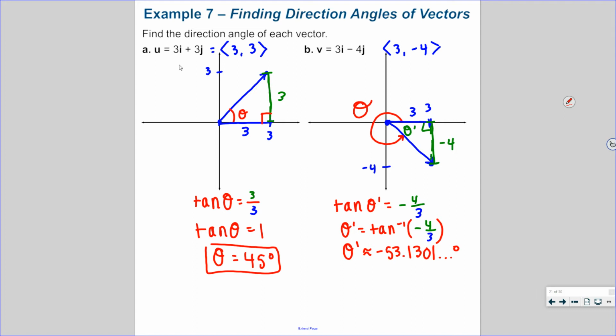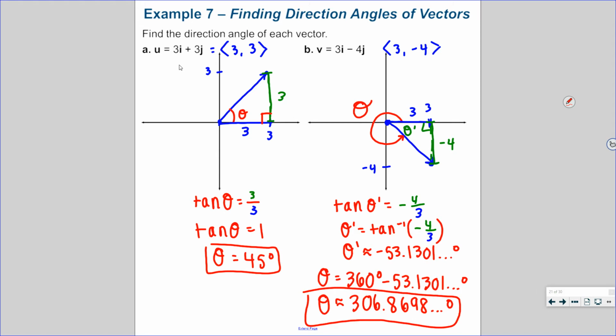Makes sense? But obviously, however you want to think of it, that angle right there is about 53 degrees. Technically not a negative. So to figure out the actual direction angle, I just did 360 plus that. Or think of it as 360 minus that angle. That's the actual direction angle. So I got about 306.8698 degrees.